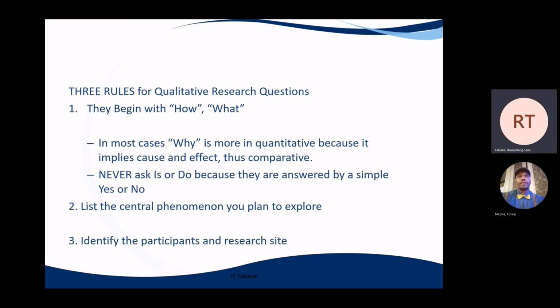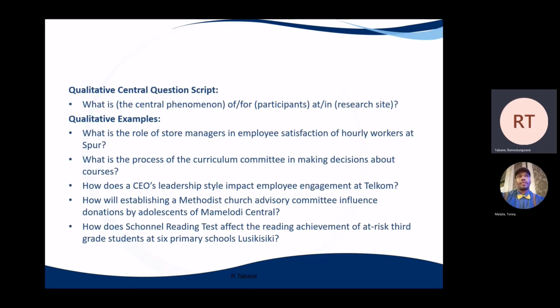It implies cause and effect. Why? Because. Cause and effect. And it clearly indicates something comparative or measurable. And again, do not use is or do. Again, list the central phenomena studied and identify the participants.